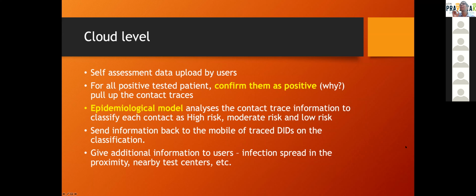So somebody has to come and tell us this. And who does this? The subject matter expert, the epidemiologist, actually comes and says. So the epidemiological model analyzes the contact trace information got from the mobile number of a positive tested patient to classify each contact as high risk or moderate risk or low risk. And then what happens? You send information back to the mobile of the traced DIDs on the classification.